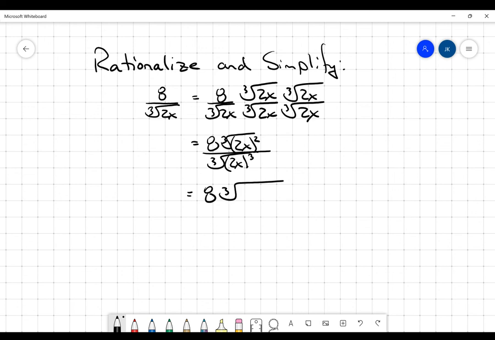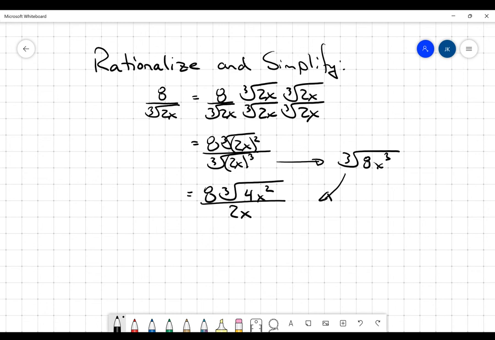It's going to be 8 multiplied by the cube root of, well, 2x squared is going to be 4x squared. But the cube root of 2x cubed, the cube root and the cube are going to cancel with each other, and I'm just going to be left with 2x. Now, if you don't like that, you could make that the cube root of 8x cubed. In either case, I'm going to be able to get that 2x in the denominator.